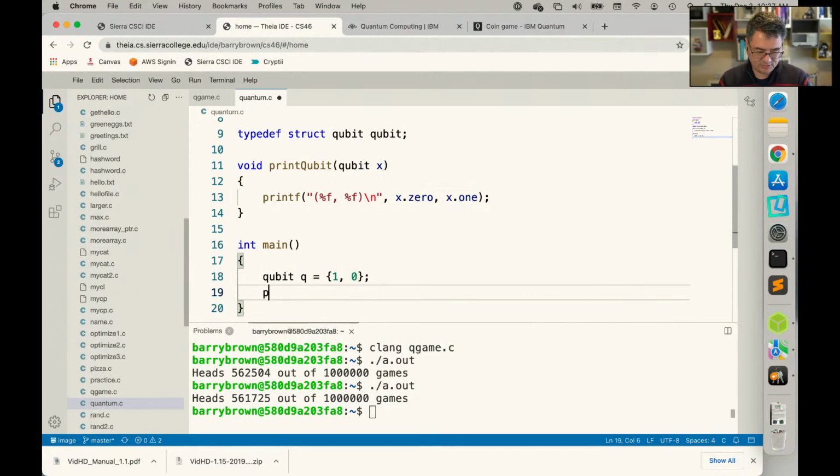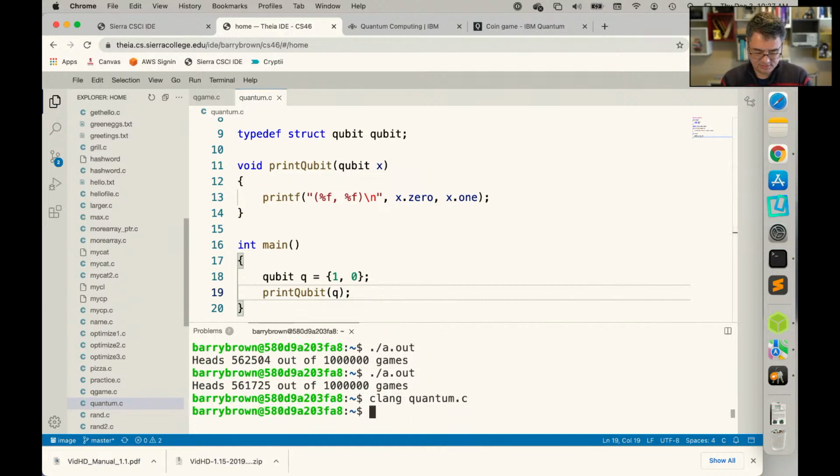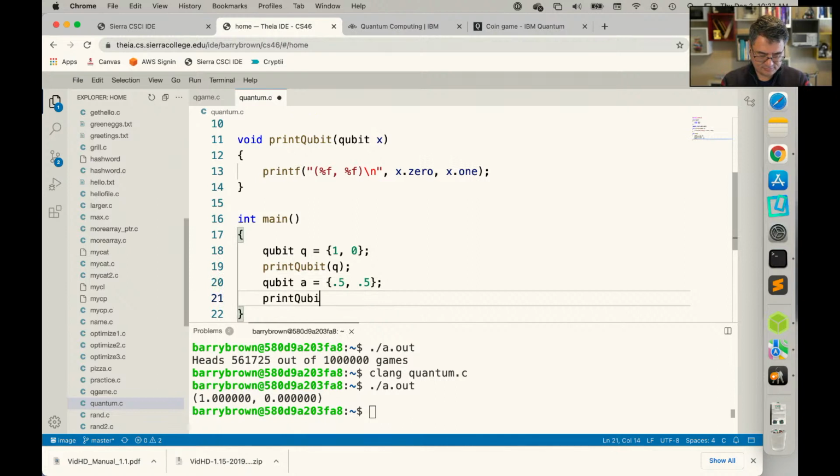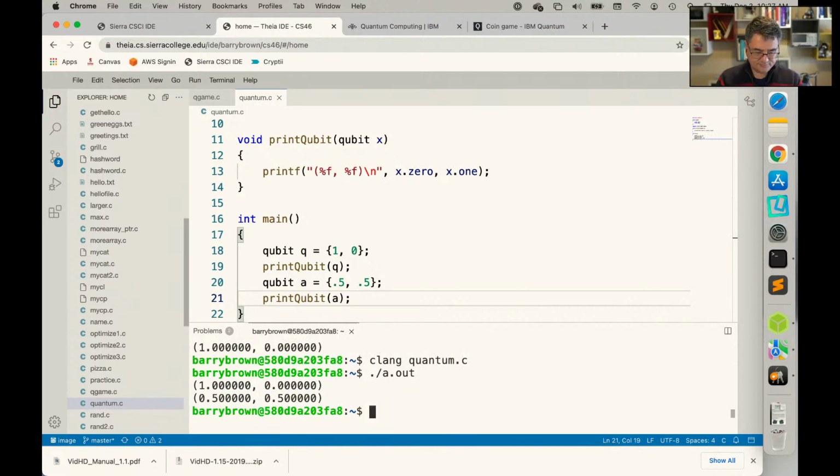So now I should be able to call print qubit on Q and have it print out its value. Let's go ahead and try that. Okay, I think we're good so far.